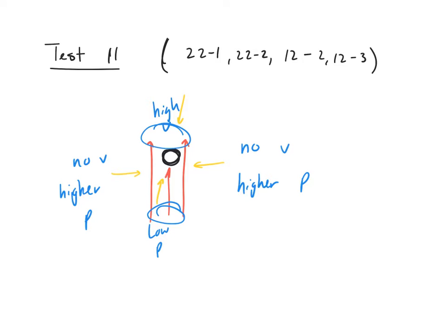Very similar to Bernoulli's principle for an airplane, where the higher pressure on the bottom of the wing causes a lift force upward. This is causing a force, though, inward in this case.